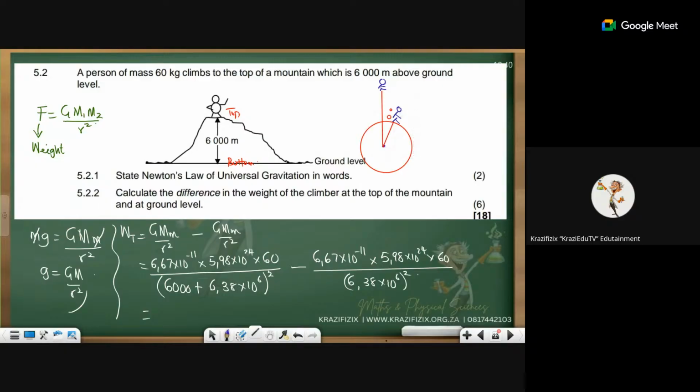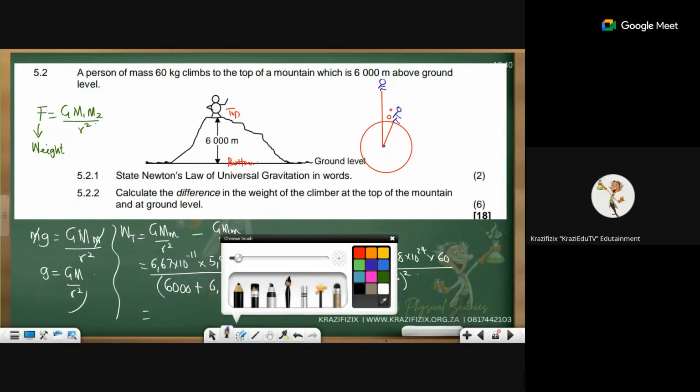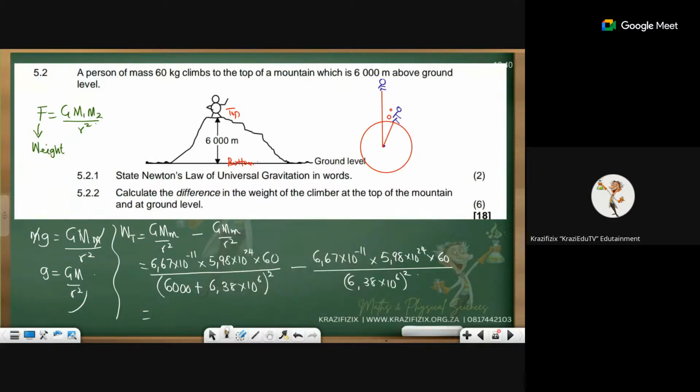1,104 newtons. Weight is a force. I got it as a negative answer. Then that means we just swap it. Doesn't matter. It just means that one is bigger than the other one, because as the guy is actually going up, it's becoming lighter.